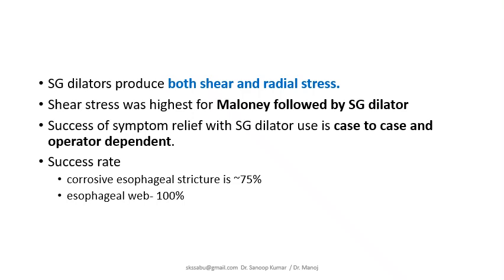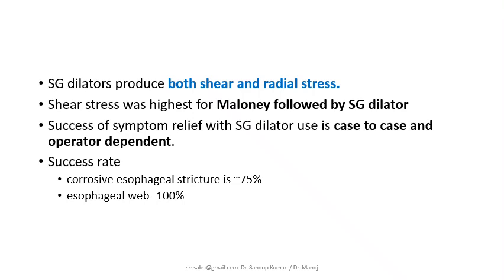And the SG dilator produces both shear as well as radial stress. This is a very important point because balloon dilators cause only radial forces. Shear stress is highest with Maloney followed by SG dilators. Maloney is the one which we learned as the non-wire guided bougie dilator.